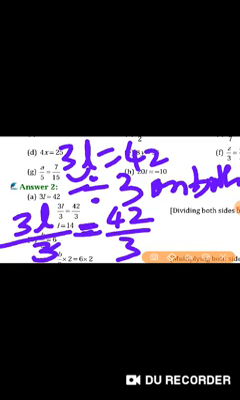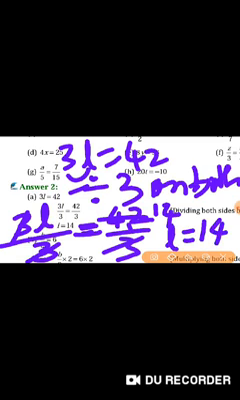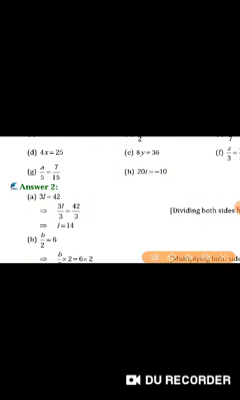So now the 3 ones get cancelled. 3 ones are 3, 1 remains, and 12 it becomes. So 4 3s are 12. So L is equal to 14. So these are the steps. Directly, the cancellation is not mentioned; you can check with a pencil. This is how you have to divide.